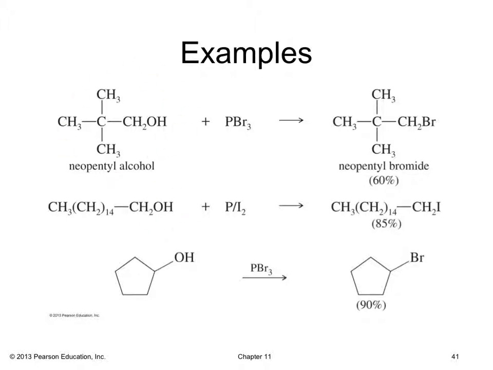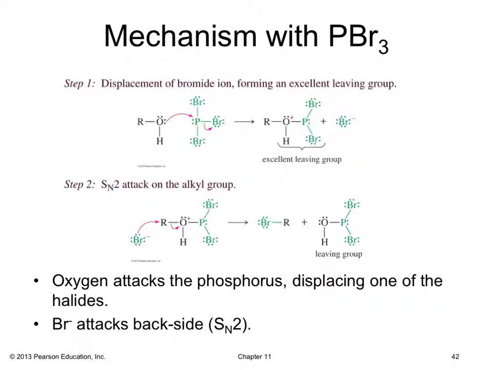So here's a primary alcohol. With PBr3, essentially you substitute OH with the bromine. With P and I2, primary alcohol, substitute OH with iodine. PBr3, OH and PBr, and Br.